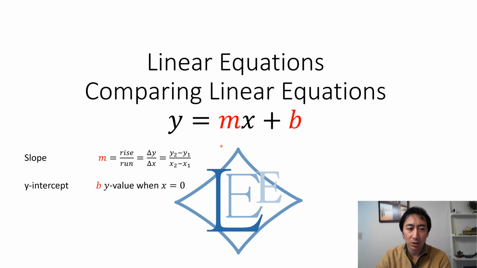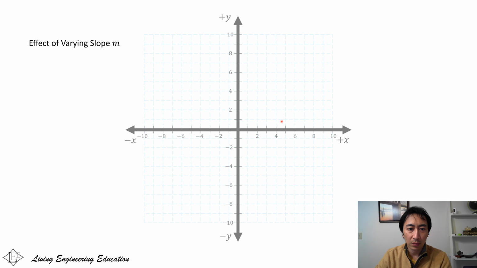and y-intercepts. So remember, the slope is rise over run, or delta y over delta x, and the y-intercept is the y value when the line crosses the y-axis, or when x is equal to 0. So let's take a look at some of these concepts. Let's first take a look at the effects of changing the slope m.